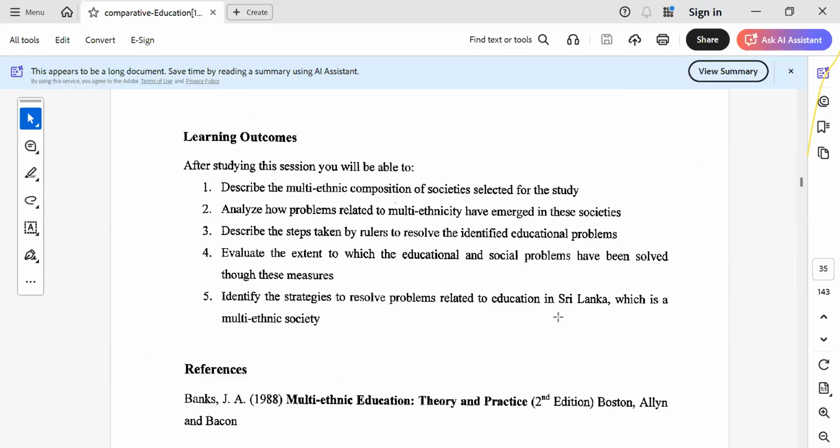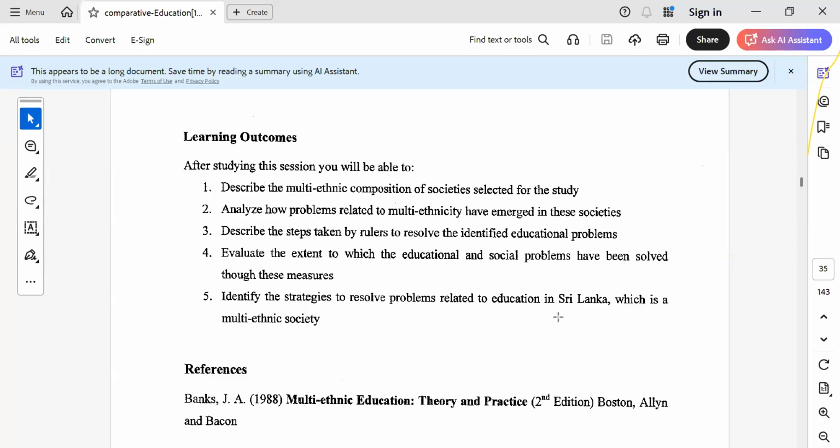These are the outcomes for this subject, the lesson. Describe the multi-ethnic composition of society selected for the study. Analyze how problems related to multi-ethnicity have emerged in these societies. Describe the steps taken by the rulers to resolve the identified educational problems. Evaluate the extent to which the educational and social problems have been solved. Through these measures, identify the strategies to resolve problems related to education in Sri Lanka, which is a multi-ethnic society.